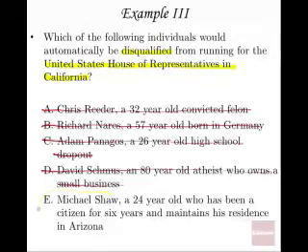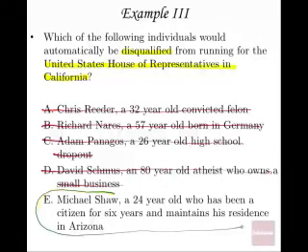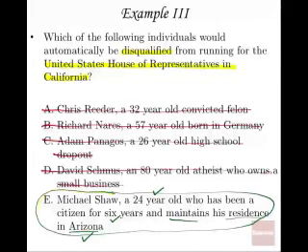Michael Shaw. Let's assume that Michael Shaw is a 24-year-old who has been a citizen for 6 years and maintains his residence in Arizona. So a couple of things disqualify him. He's 24 years old, has been a citizen for 6 years, and he lives in Arizona. So these are 3 reasons why he is not eligible constitutionally to run for office in California.